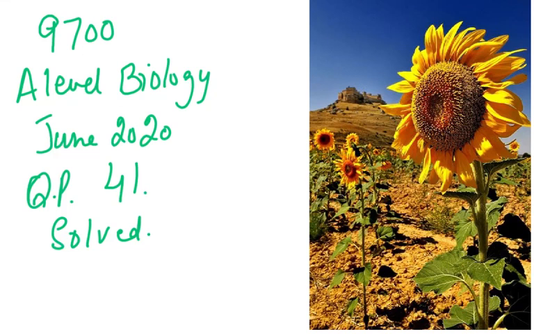Bismillahirrahmanirrahim. This is 9700 A-level biology. We're going to do the June 2020 question paper 4.1, and we're going to see how we're going to handle this. I'm not going to do all the questions, because some of them are easier and some of them are more difficult.